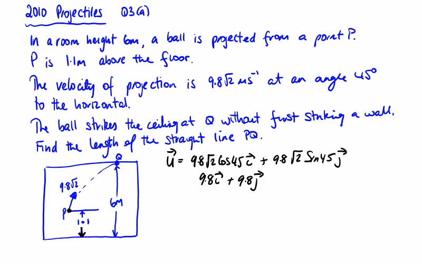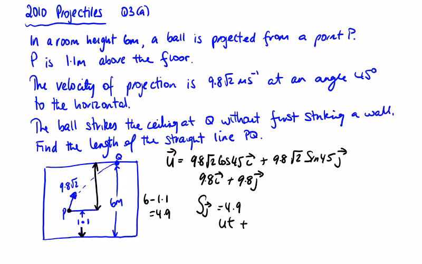We can also see here the distance traveled in the j direction. It's from here to here. So 6 minus 1.1 is equal to 4.9 in the j direction. So that's my displacement in the j direction, equal to 4.9.